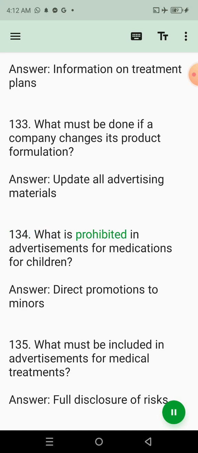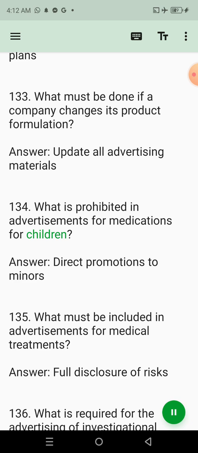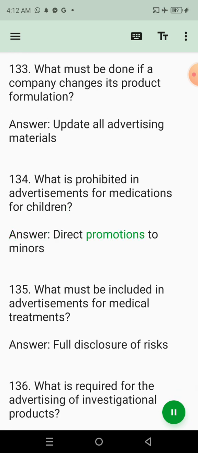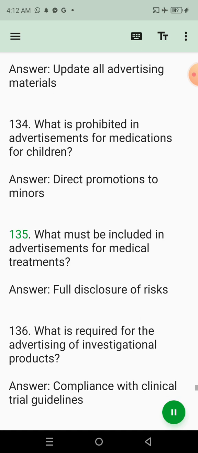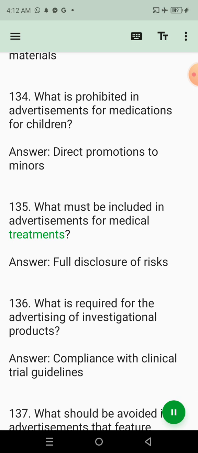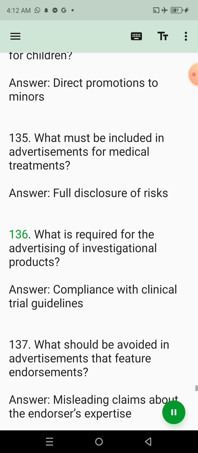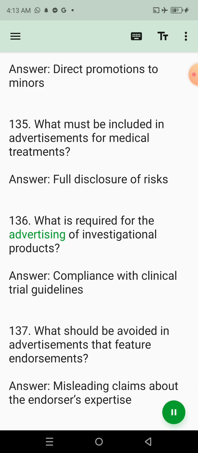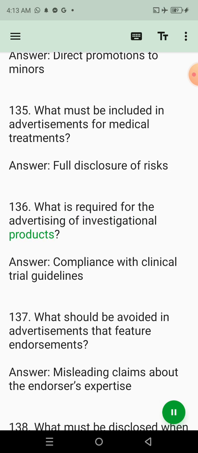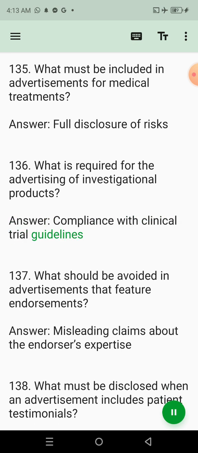134. What is prohibited in advertisements for medications for children? Answer: direct promotions to minors. 135. What must be included in advertisements for medical treatments? Answer: full disclosure of risks. 136. What is required for the advertising of investigational products? Answer: compliance with clinical trial guidelines.